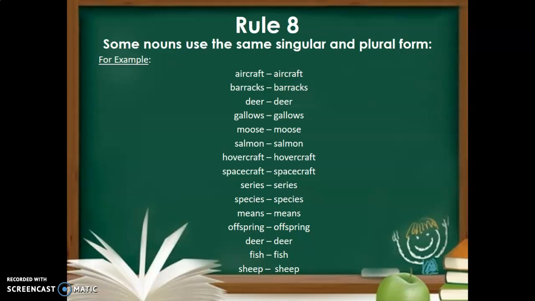And finally here we're looking at rule number 8. It says some nouns use the same singular and plural form. For example, aircraft, barracks, deer, gallows, moose, salmon, spacecraft, series, species, means, offspring, fish, and ship.